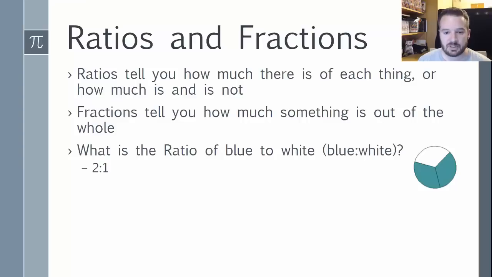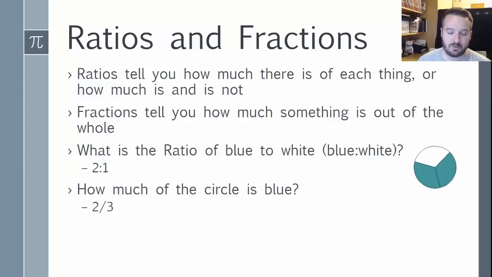So it's going to be able to tell us that kind of information. Just based on how we phrase the question is how we're going to put those numbers and how we're going to answer it. Now, if you wanted to know how much of the whole circle is blue, so how much of the circle is blue out of the whole thing? 2/3. You have 3 parts and 2 of them are blue, 2/3. So we can see here that these ratios and fractions are telling us very similar information, but they're answering different questions, so it's not exactly the same.